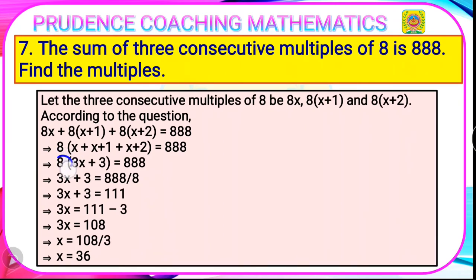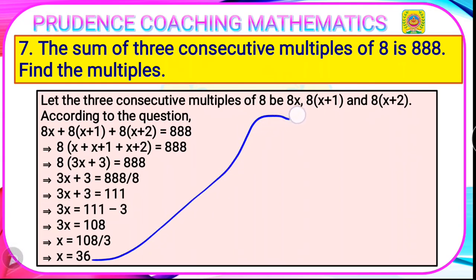Now if we take this 8 to the right hand side from the left hand side, as you can see, on the left hand side it was in multiplication, so it will go in division. So you are getting 3x plus 3 equals 111. Now we need to transpose plus 3 to the right hand side, which will become minus 3. That is 111 minus 3, you will get 108. After that, as you can see, we have a coefficient, that is 3, beside x, which is in multiplication. So by transposing this coefficient 3, you will get 108 divided by 3, which equals 36, so the value of x here is 36.